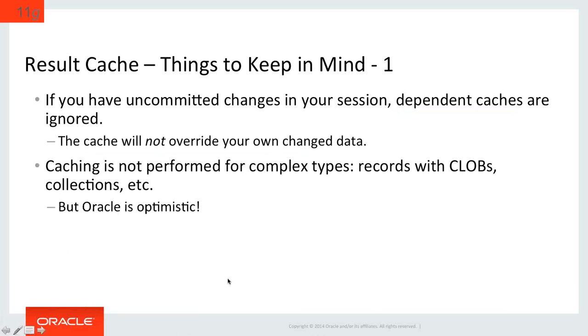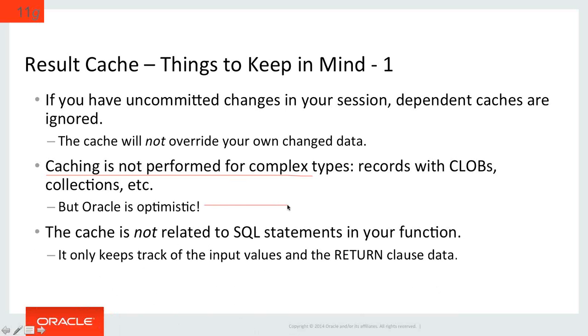As you might expect, caching is not performed for all sorts of complex types. If I have a function with a parameter of type clob or collections or object types, then Oracle's not going to do caching. And the basic thing to keep in mind is that it's basically building a unique index around your in-parameter values, and it needs to do equality comparisons. If it's not able to do that equality comparison, it can't help you. And I say, but Oracle's optimistic. I'll show you what I mean by that in just a moment.